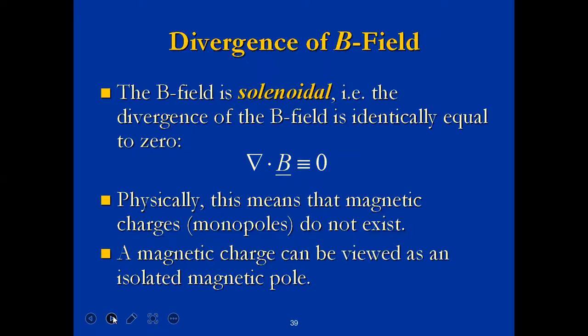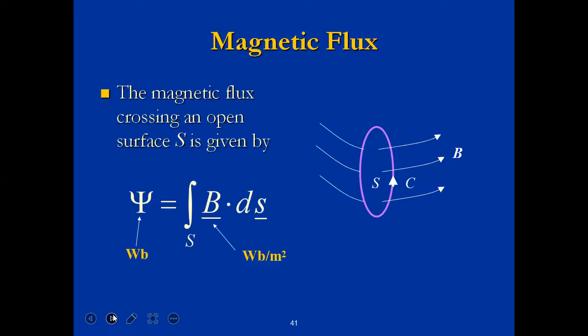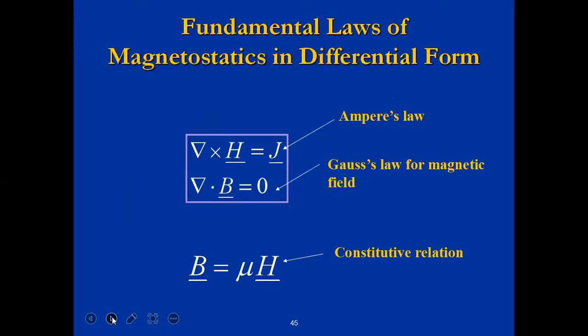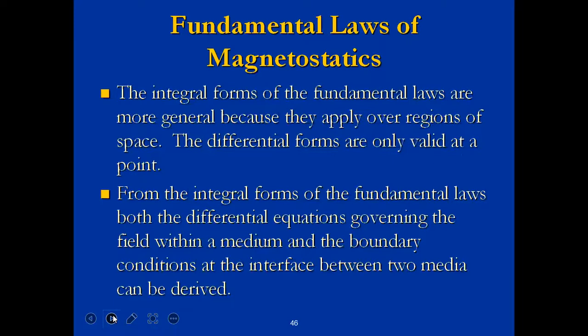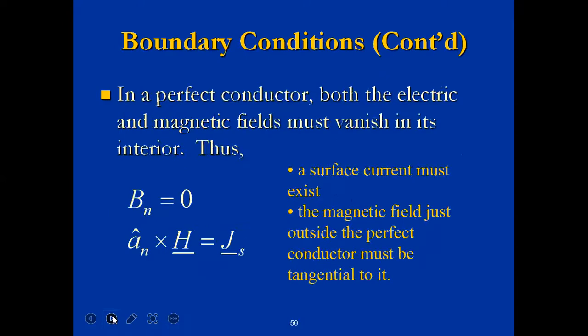And divergence of the magnetic field is zero. This is the Gauss law for the magnetic field, and magnetic flux also. We have discussed this magnetic flux and the fundamental laws of magnetostatics in integral form: Ampere's law, Gauss law for the magnetic field, and constitutive relation, and Maxwell's laws. The four types of law combined are called Maxwell's laws. So these are the fundamental laws of magnetostatics, and this is the boundary conditions for that.